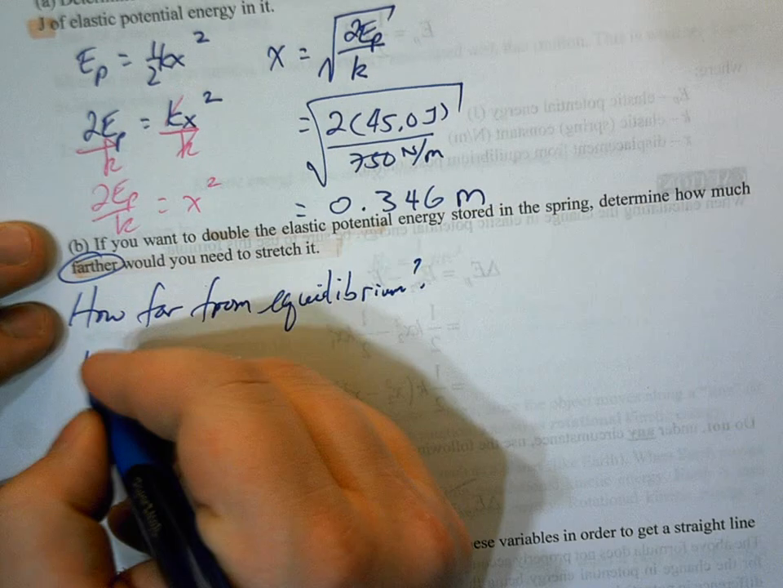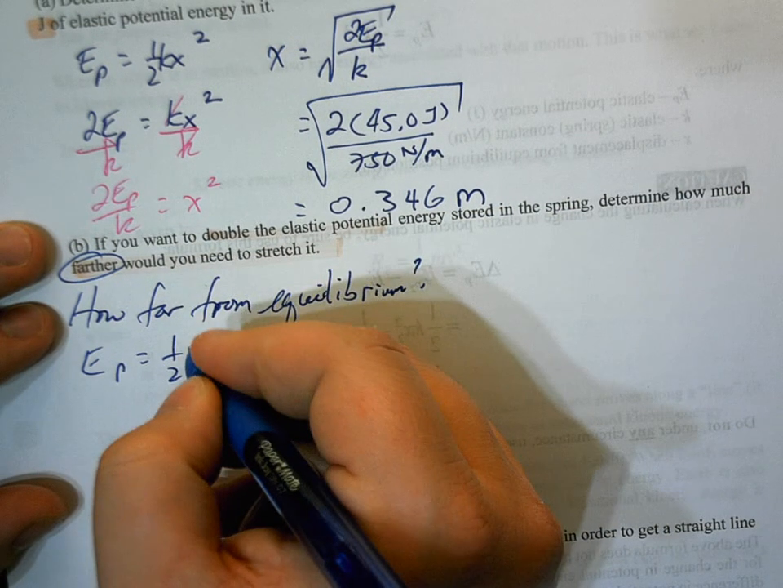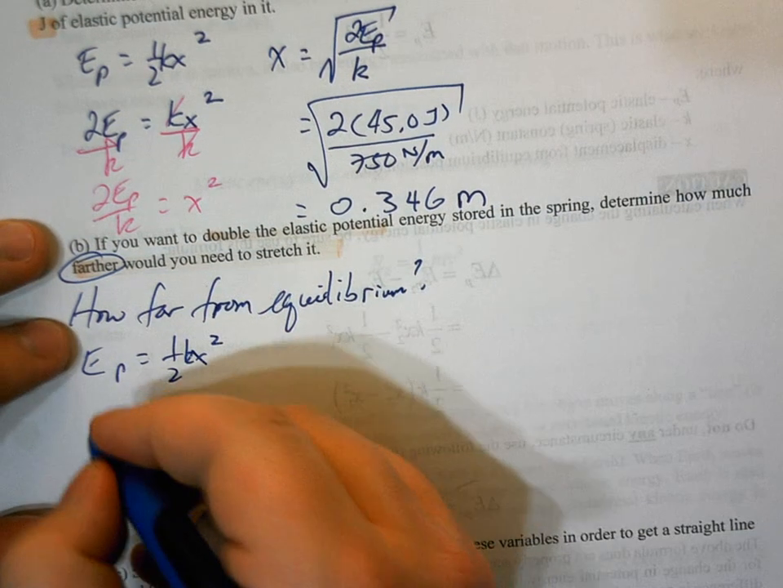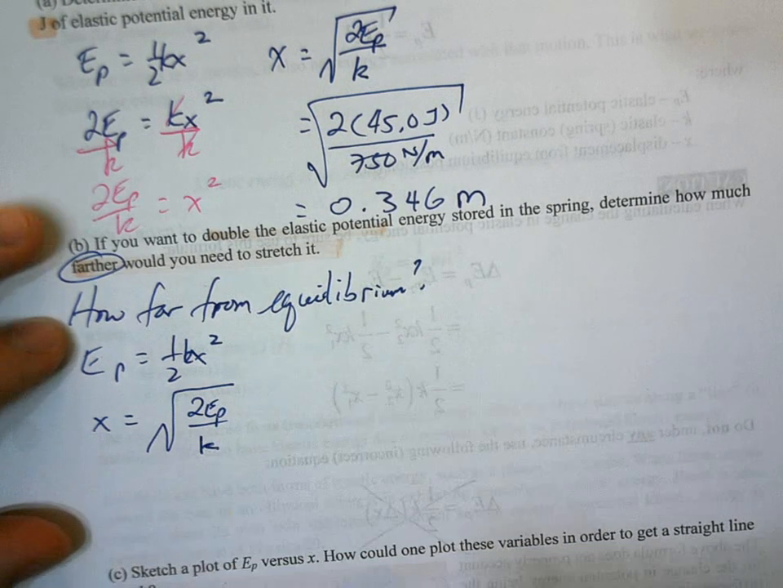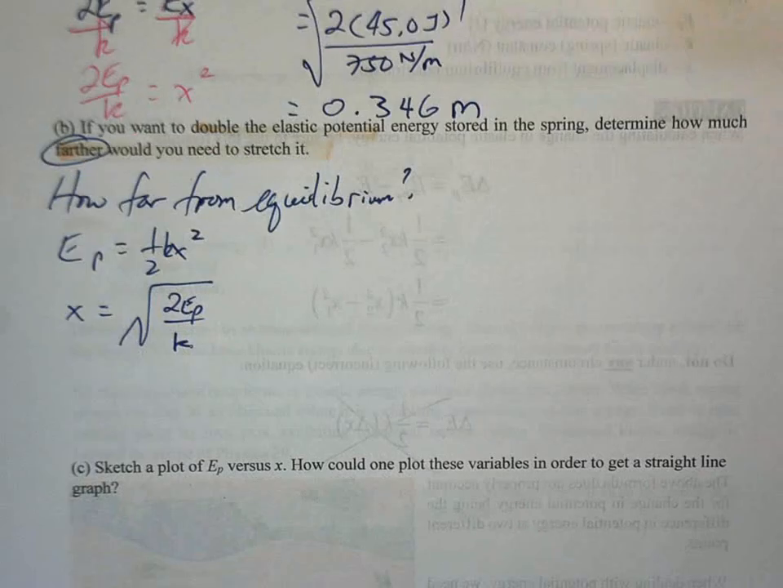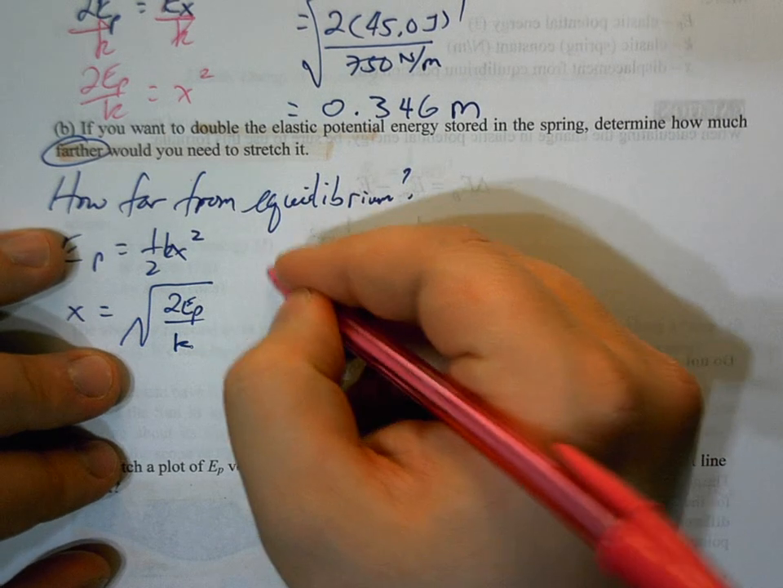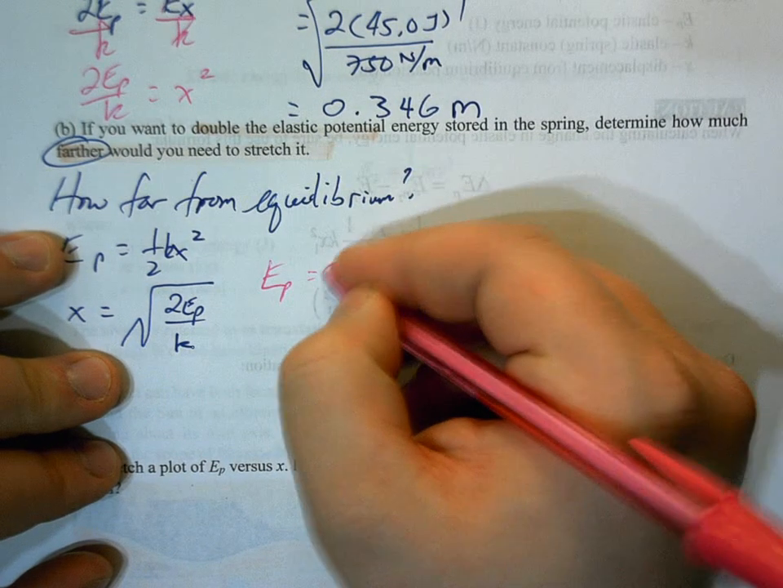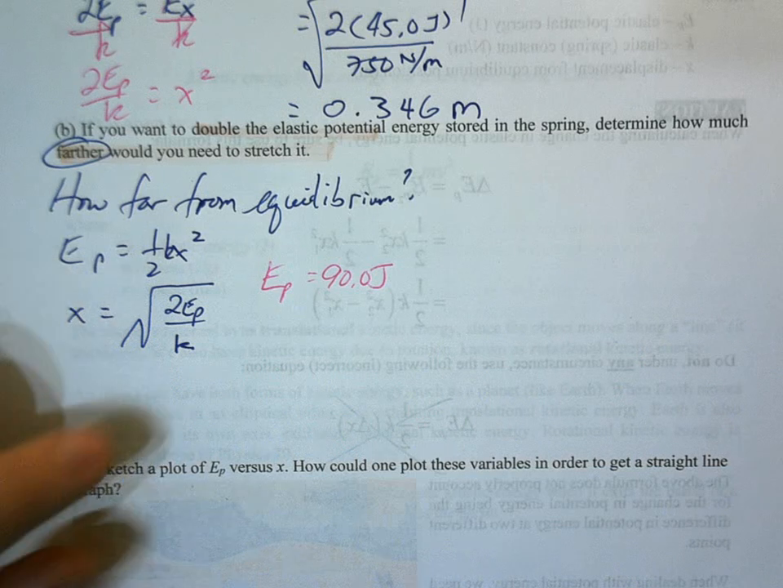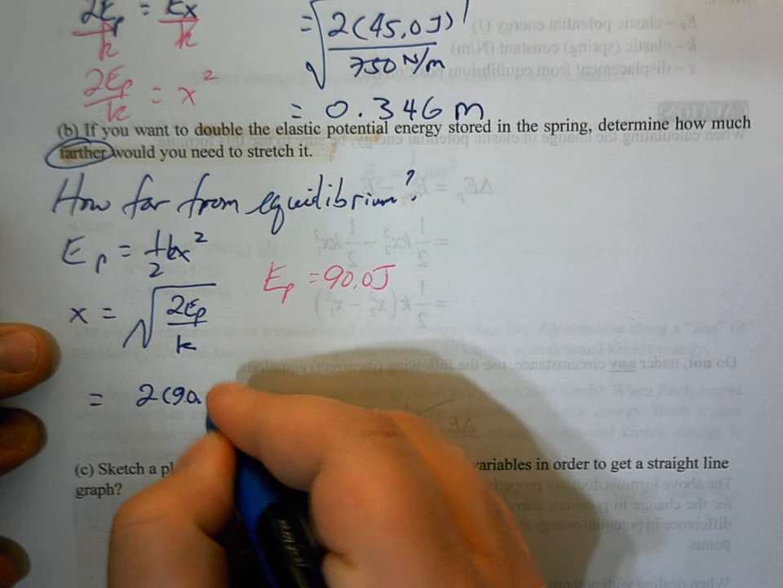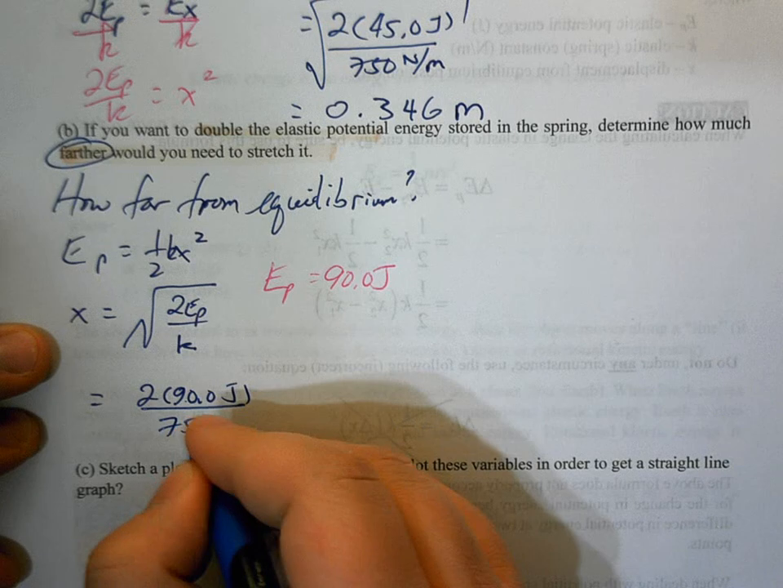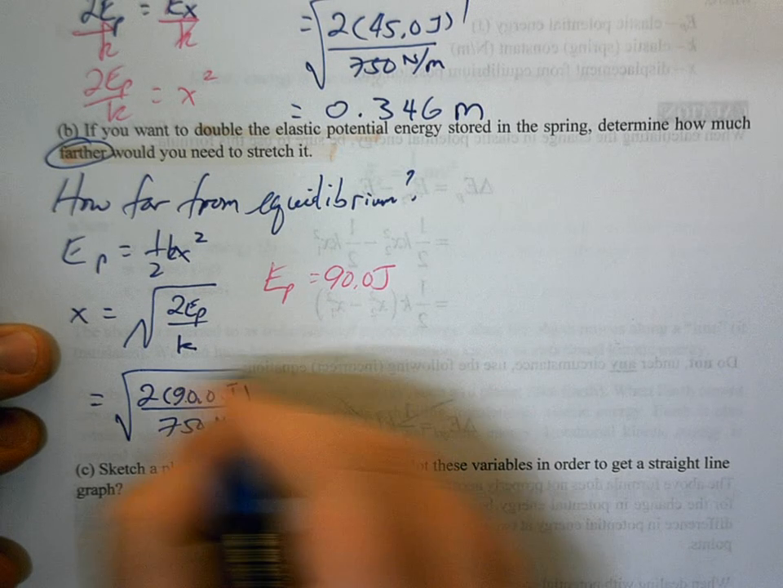So again, we have EP equals half kx squared. And then we know that x is just 2EP over k. Well, this time we'd like to double the potential energy. So in the previous part, it was 45 joules. So this time we'd like the potential energy to be 90 joules. So we get 2 times 90 joules divided by 750 newtons per meter.